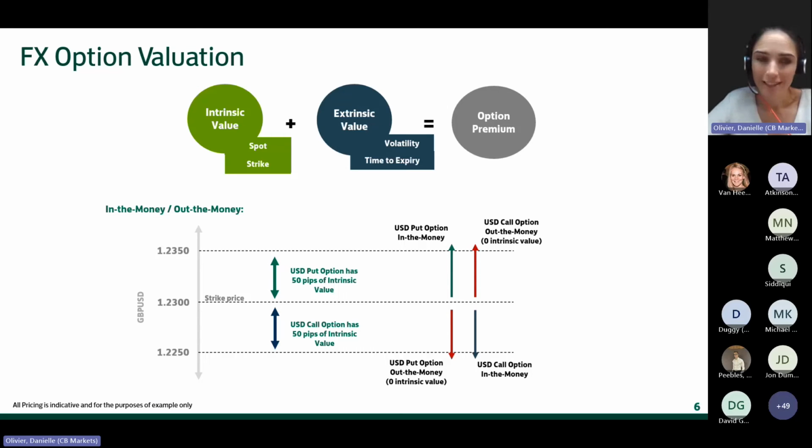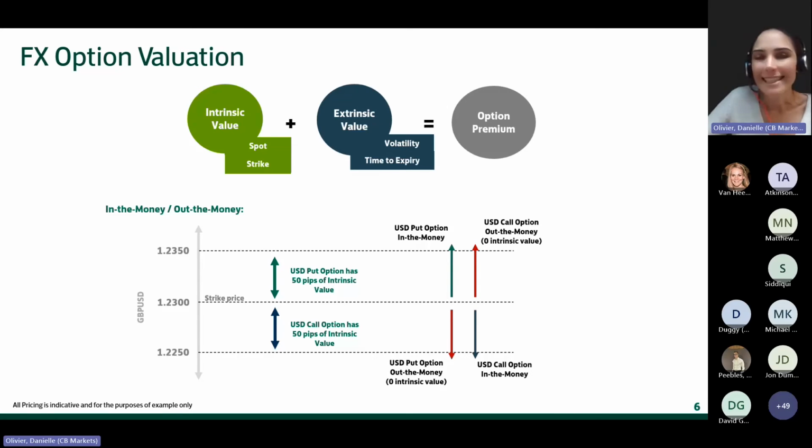The extrinsic value, on the other hand, is mainly associated with time value and volatility. So an option may have no intrinsic value, but it may still have some value because there is still some time to expiry, which means that there is still time for the market rate to move and still time for the option to potentially obtain intrinsic value.